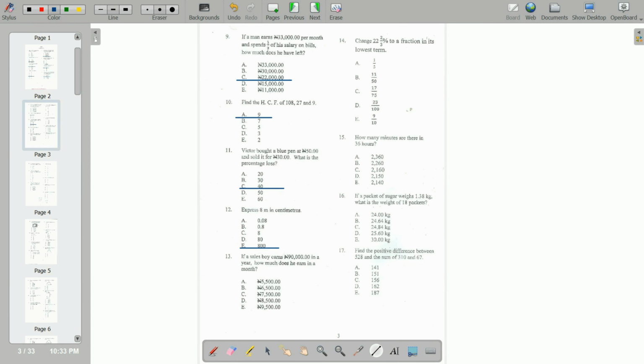Next, we go on to question 13, which states, if a sales boy makes 90,000 naira a year, what is his monthly income?